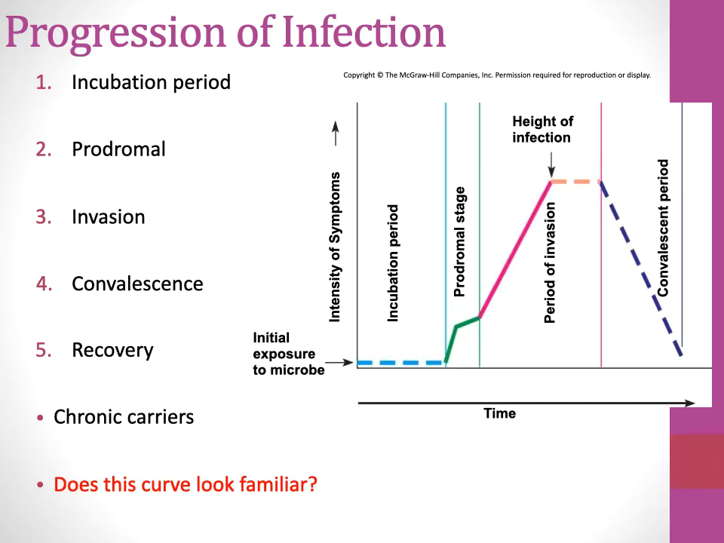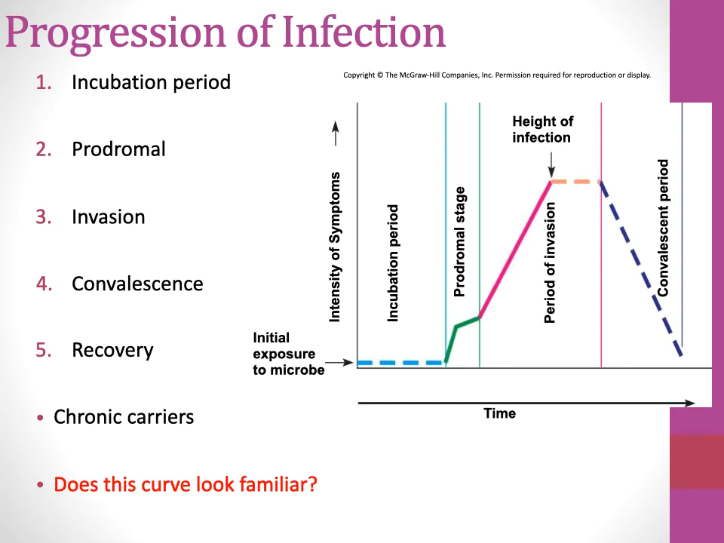Now, looking at the point of view from you as the host, when there's a microbe present, when there's a pathogen present, you're going to go through a progression of infection. First we're going to have this incubation period, where the microbe is increasing in numbers. Your immune system quietly is fighting it and trying to control it.